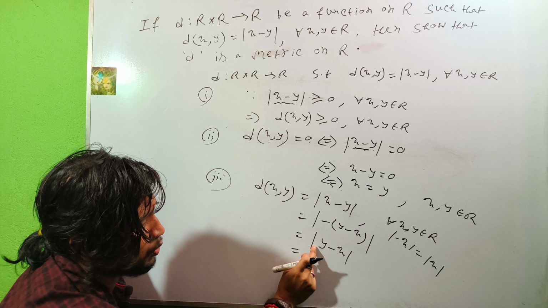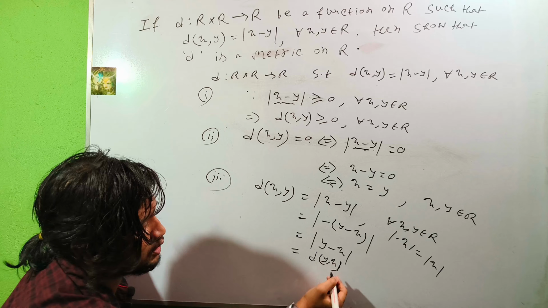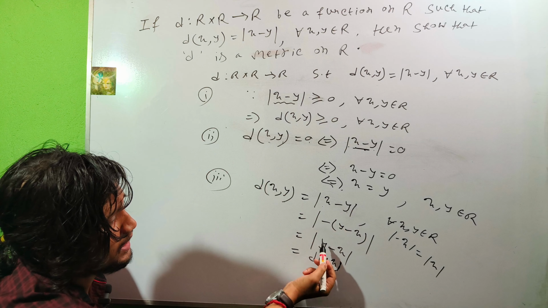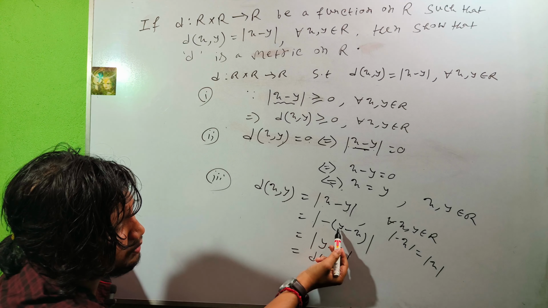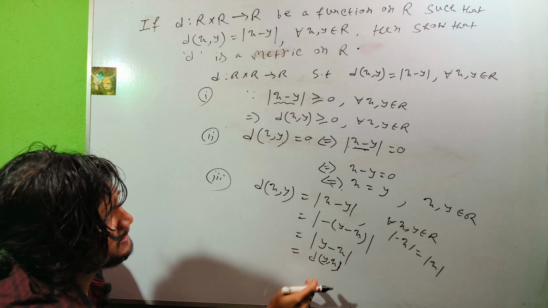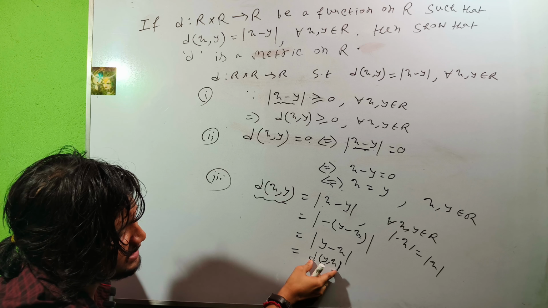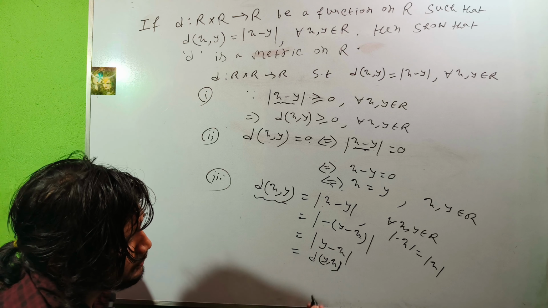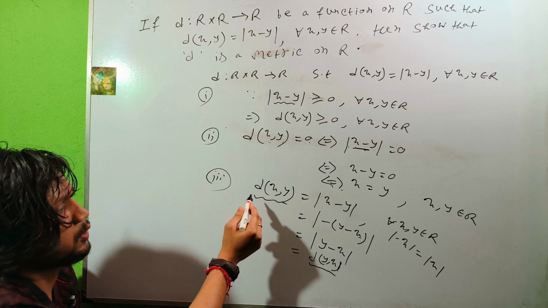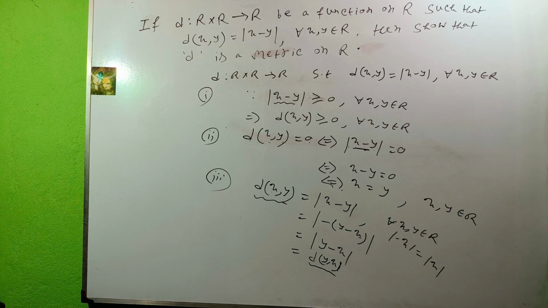So if we take mod of y minus x, then it can be written as d of y comma x. So guys, d of x comma y is equal to mod of x minus y, which is equal to mod of negative of y minus x, which can be written as mod of y minus x. And from the definition of d, we can say mod of y minus x is equal to d of y comma x for all values of x, y belongs to R. So the symmetric property is also satisfied here. The symmetric property is d of x comma y is equal to d of y comma x.